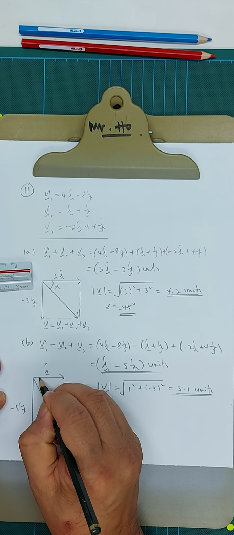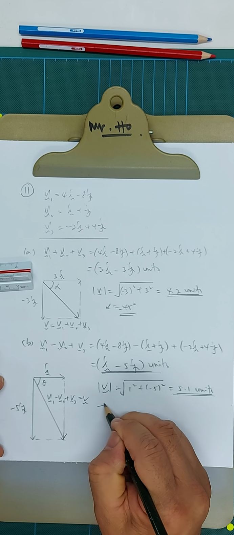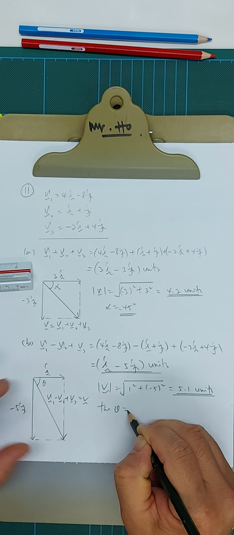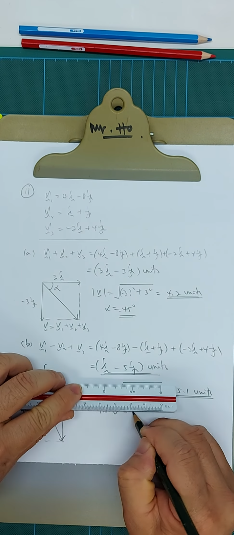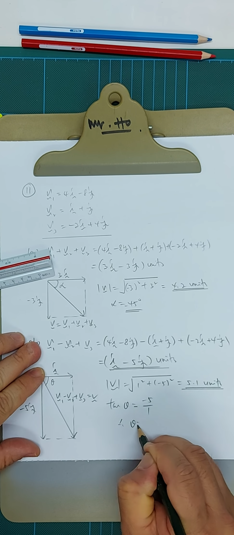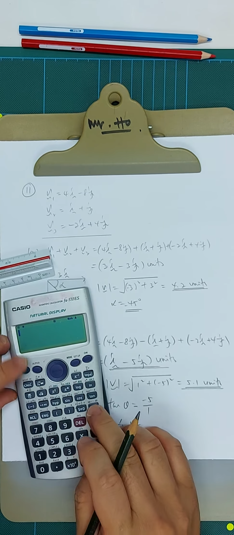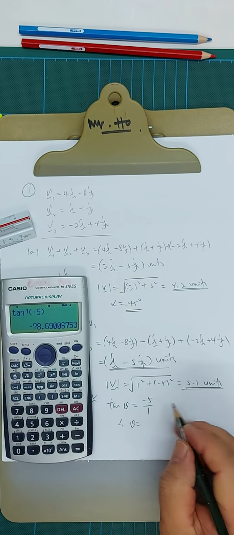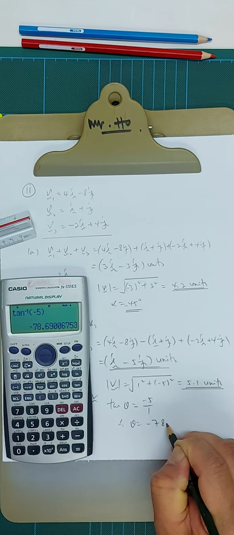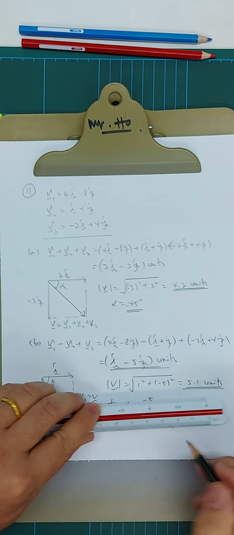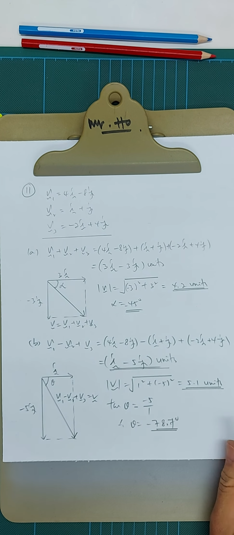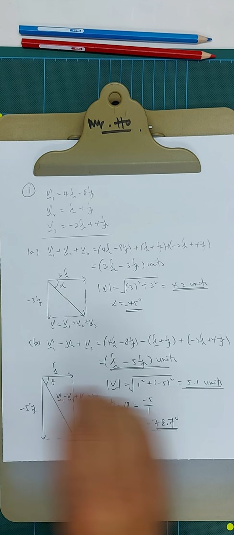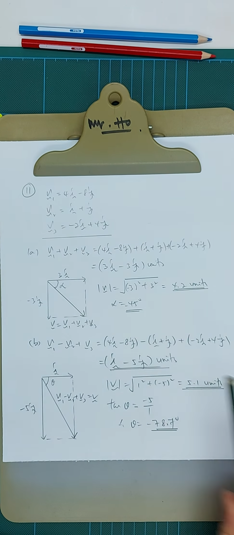Next one, tangent theta is equal to negative 5 divided by 1. So our theta will be arctangent of negative 5, which is negative 78.7 degrees. So that is our question number 11.